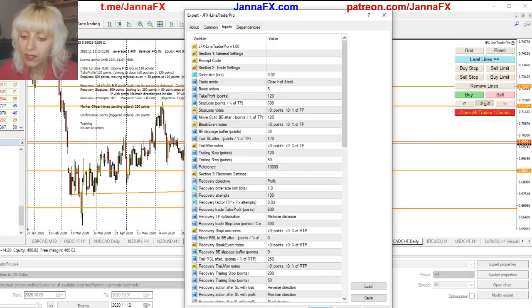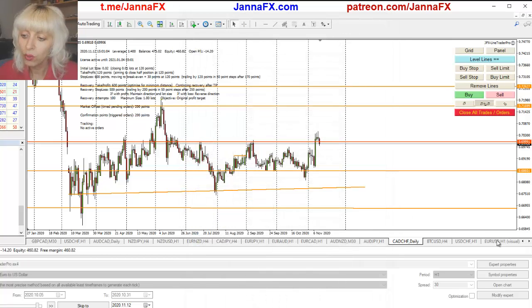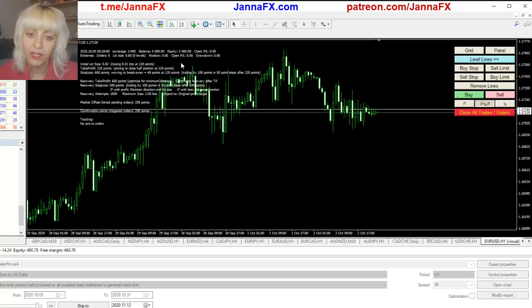So I'm going to make an example on euro dollar. I have some setups here. I put take profit to 20 points, stop loss 600 points for example, then move stop to break even at 120 points with a little bit of extra 40 points, and the usual standard: close half of the position at 220, and the rest of it should trail.